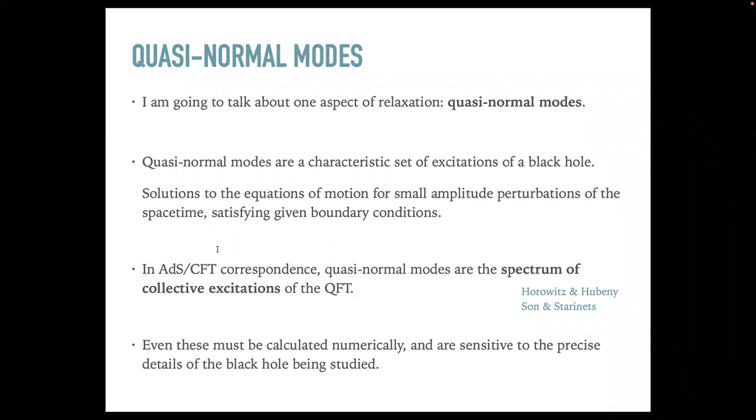And in AdS black holes, via the AdS/CFT correspondence, these quasi-normal modes have a very direct meaning. The spectrum of quasi-normal modes corresponds to the spectrum of collective excitations of that quantum field theory. These are in general very different from the microscopic degrees of freedom. The microscopic degrees of freedom interact very strongly, and the real excitations of the quantum field theory are these collective excitations. But even these quasi-normal modes, which involve a simplification to small amplitude perturbations, in almost all examples have to be calculated numerically. And even these are sensitive to the precise details of which black hole it is we're talking about. So this simplification doesn't really get around the problems I mentioned.